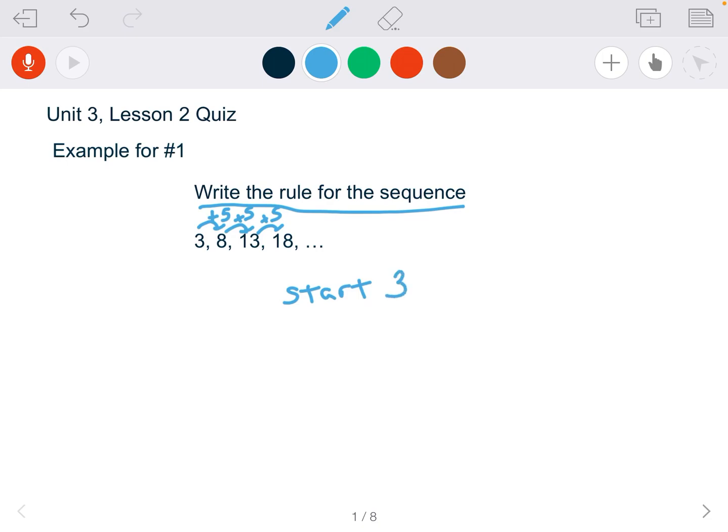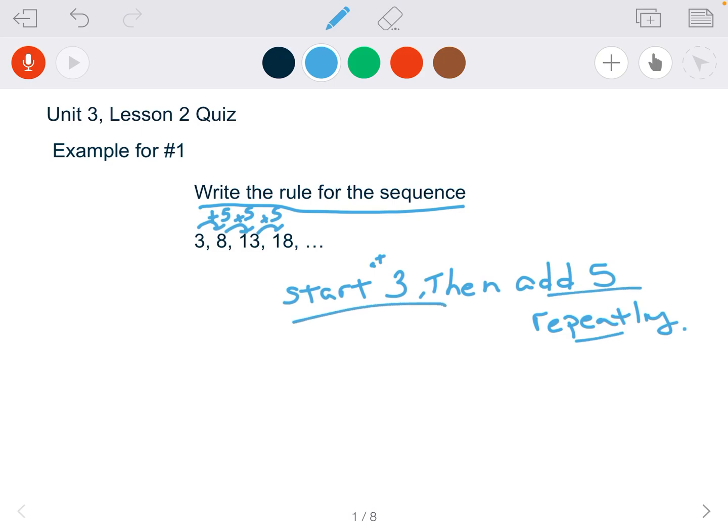Start at 3. There should be an "at" in between there. Start at 3, then add 5 repeatedly. I don't like the way that they word it. Anyway, repeatedly. So start at 3, then add 5. That's what you're looking for.